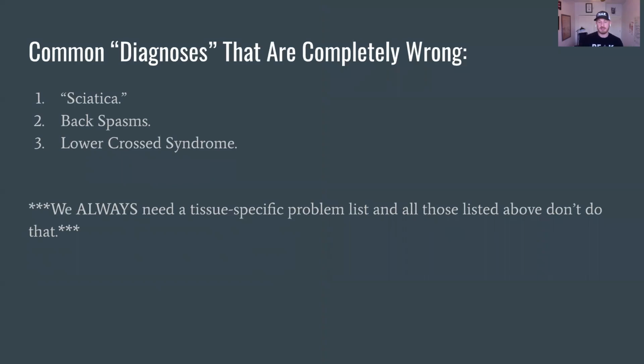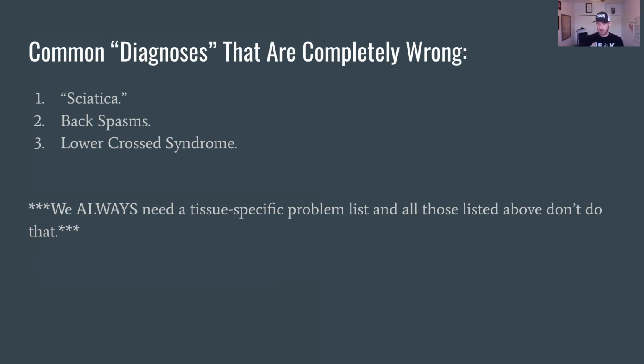So, common diagnoses that are completely wrong. One is just sciatica. It's the most common, what I call a junk box diagnosis. People are like, oh, my back hurts, my damn sciatica is acting up. We always talk about how we have to have a tissue-specific problem list. And if you just say sciatica, it doesn't really tell us anything. And that's what the medical field has really defaulted to, this idea of junk box diagnoses and just do whatever. But it's like, where is that sciatica coming from?